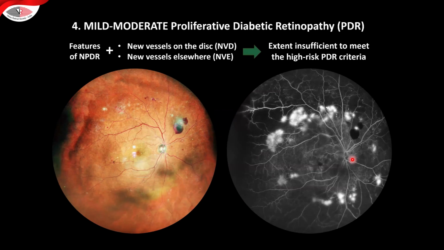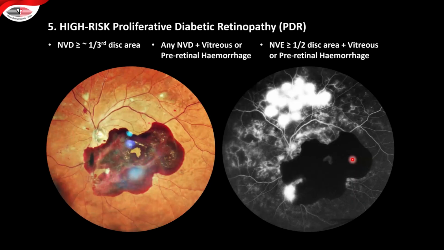And then you go on to the moderate proliferative diabetic retinopathy, which has features of the non-proliferative, and then there are new vessels on the disc or elsewhere, and there could be an extent of insufficient areas to meet the high-risk PDR criteria. And the high risk is, of course, when you have florid new vessels which are bleeding and causing hemorrhages in all the planes of the retina.